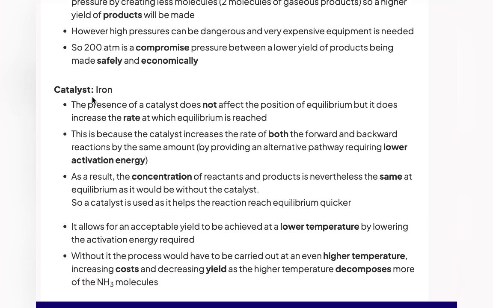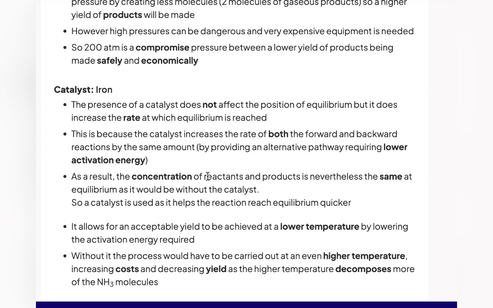Now let's take a look at why we use the iron catalyst. The presence of a catalyst does not affect the position of the equilibrium. It only increases the rate of reaction. Why is this so? This is because the catalyst increases the rate of both the forward and the backward reaction. The iron catalyst will increase the rate of the forward reaction as well as the backward reaction. Increase both of them.